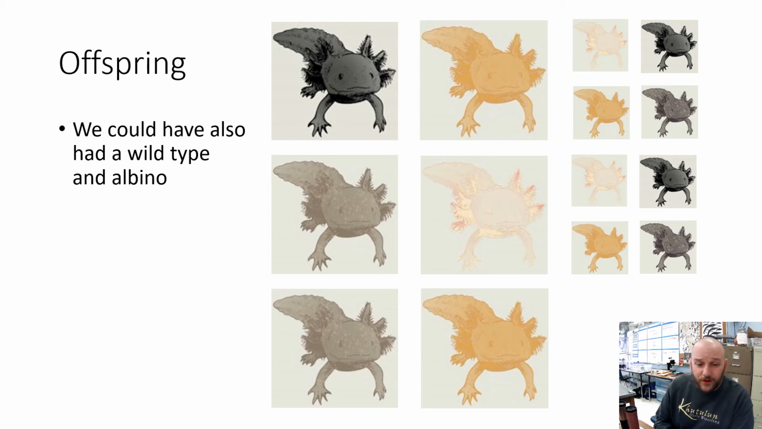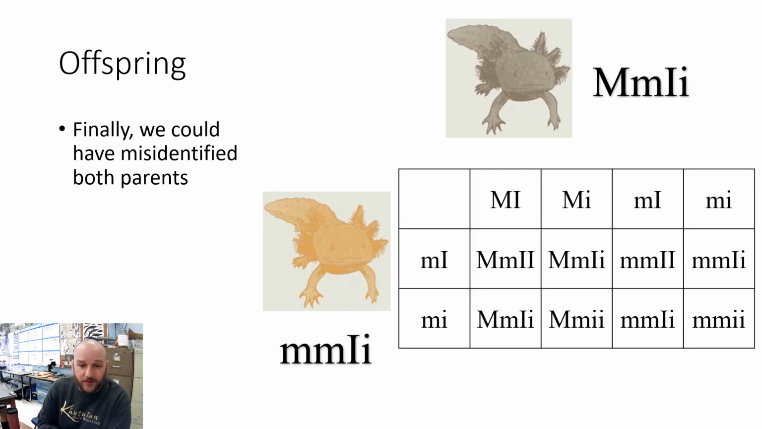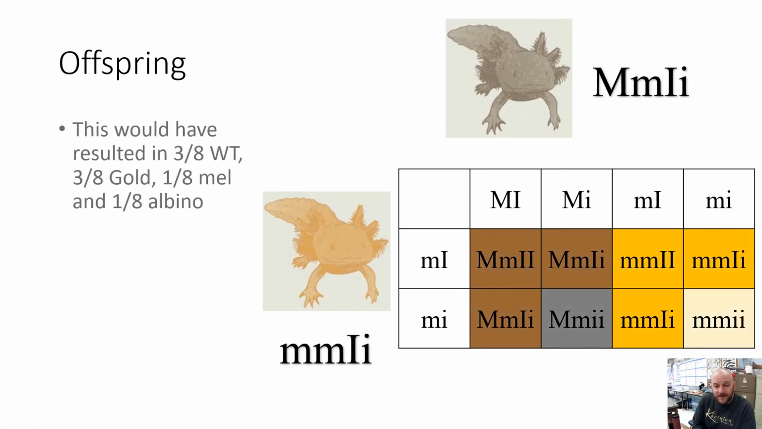Now let's look at our third possibility where we could have had a wild type and a golden. So we misidentified both parents. If this were the case, this is what our Punnett square would look like. A little bit more complicated since one parent has 4 possibilities they could have given and the other parent 2. And if we do a color coding of this, we see that 3/8 of our possibilities are wild types, 3/8 are golden, and only 1/8 melanistic and 1/8 albino.